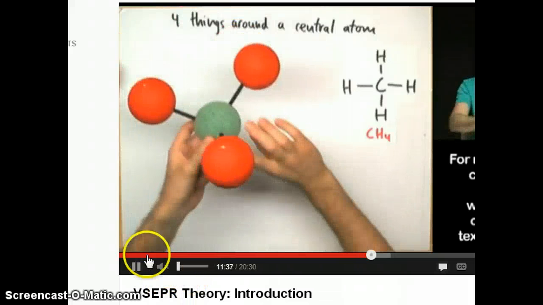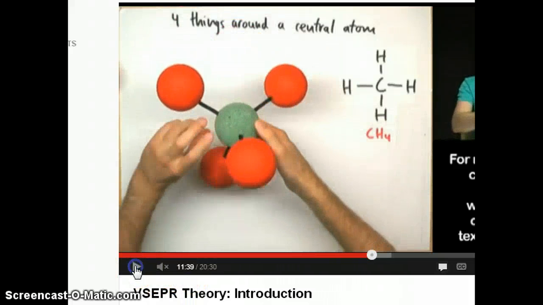So here's the model of methane. And as you can see here, this is your central atom carbon. This is hydrogen. This is hydrogen. You can see that this angle is not 90 degrees, right? 90 degrees would have been like this right here, okay? But this is a little bit bigger than 90 degrees. In fact, the angle itself is 109.5 degrees.